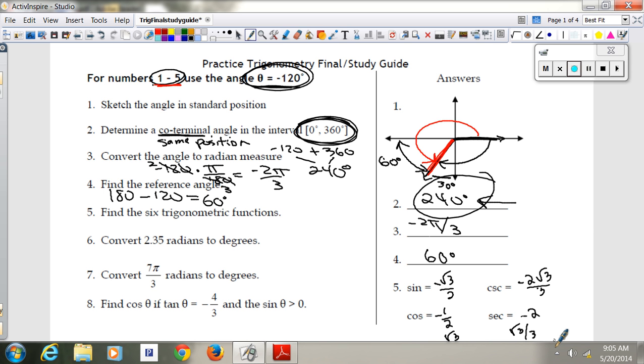Why 240? Because that's the same angle as negative 120. That was my coterminal angle. That was the angle that ended in the same place. So if you did put the negatives on your chart, negative 240 would have had a negative 120 next to it. Those are the same angle. So that's the angle you're going to want to get on your chart, your coterminal angle.